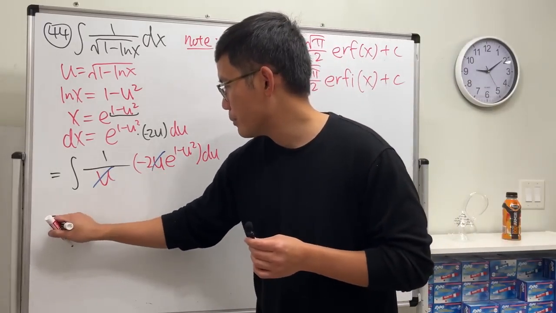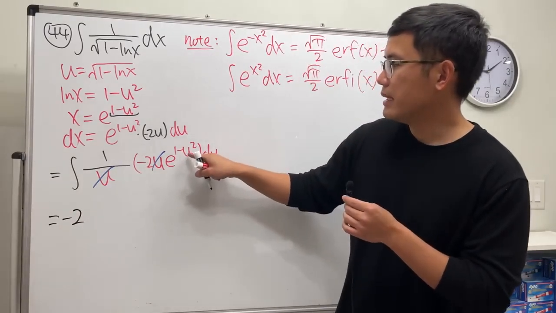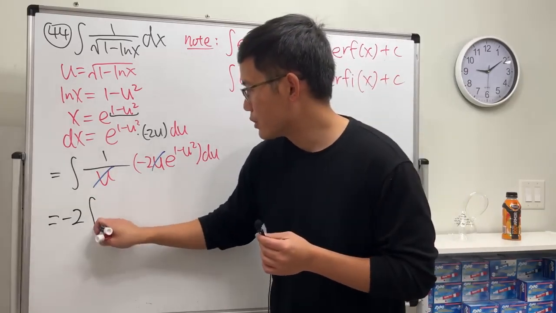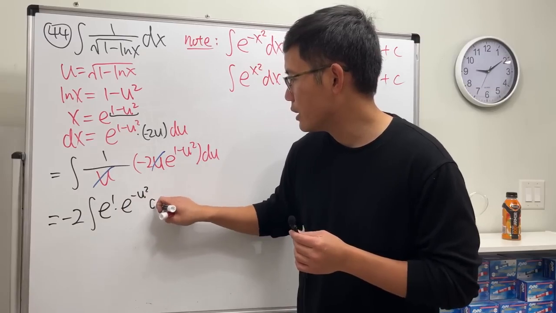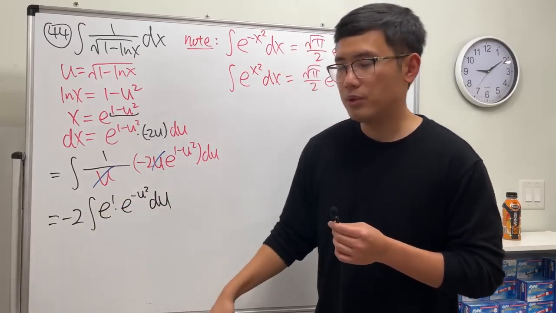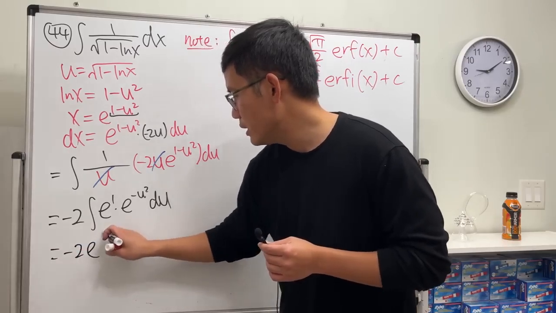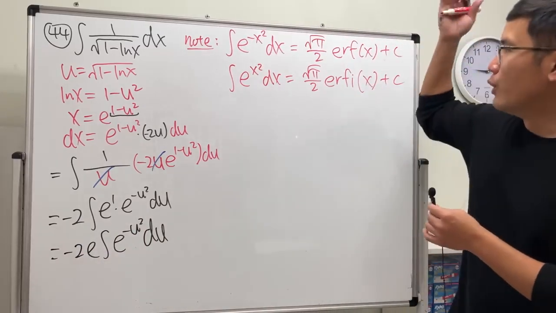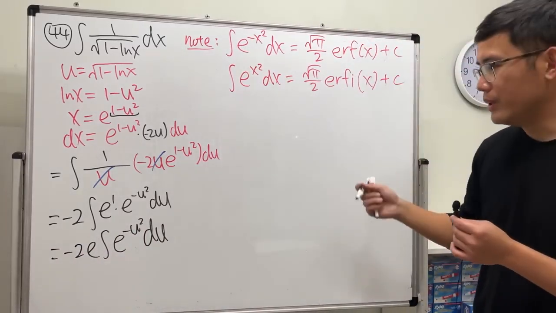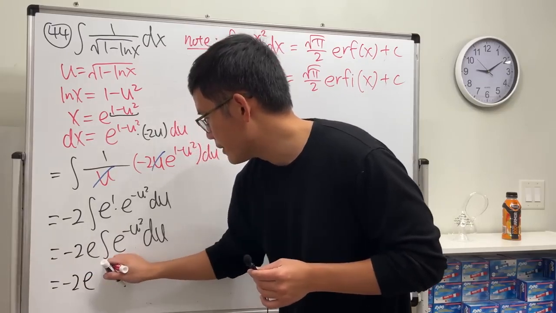We can put that all the way at the front. And then e to the 1 minus u squared, we can do the following. It's just going to be e to the first times e to the negative u squared du. But this e can be to the front as well. So this is just negative 2e integral e to the negative u squared. And thanks to one of these guys, which is this version, we know that this is negative 2e.